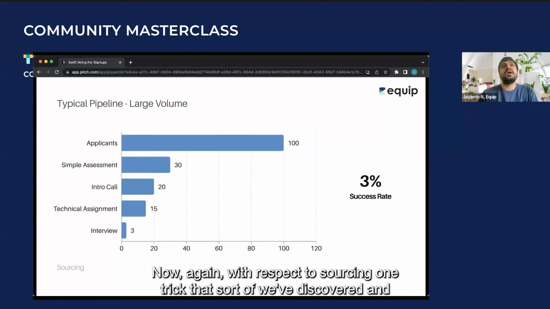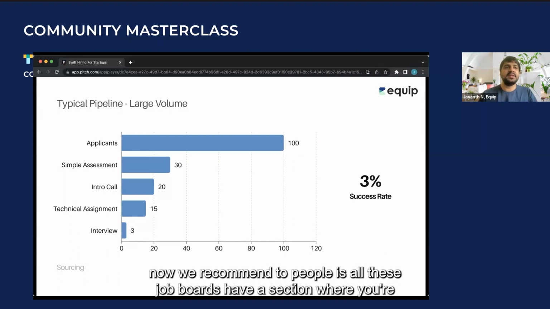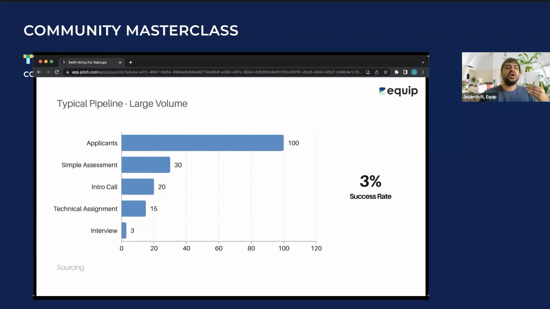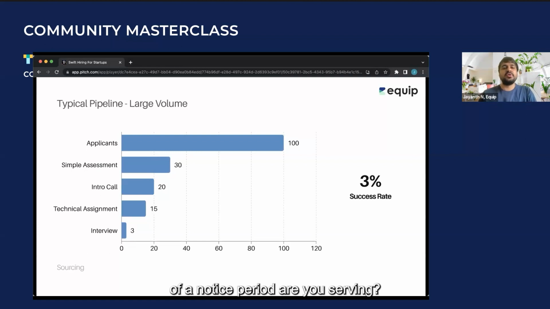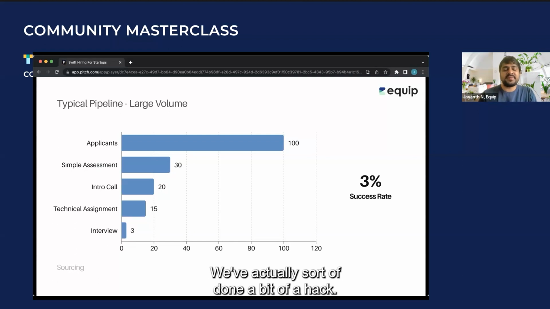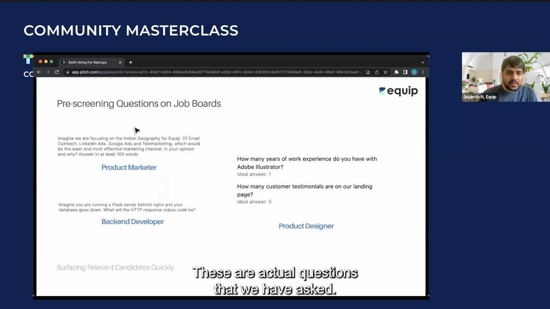Now, with respect to sourcing, one trick that we've discovered and now recommend to people is this: all these job boards have a section where you're allowed to ask pre-screening questions. Most times these are questions like, what is your CTC, or what kind of notice period are you serving? We've actually done a bit of a hack. These are actual questions that we have asked, on LinkedIn and on CutShort.